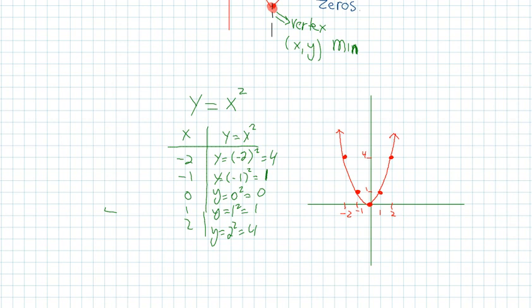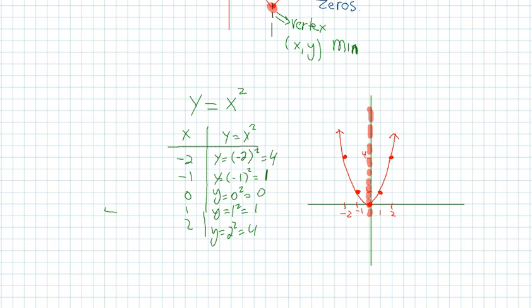Let's see. What can you tell me about y equals x squared? What is the axis of symmetry? Where would it be? The axis of symmetry is on the 0 line, so at x equals 0. Right here in the middle, right? So at x equals 0.